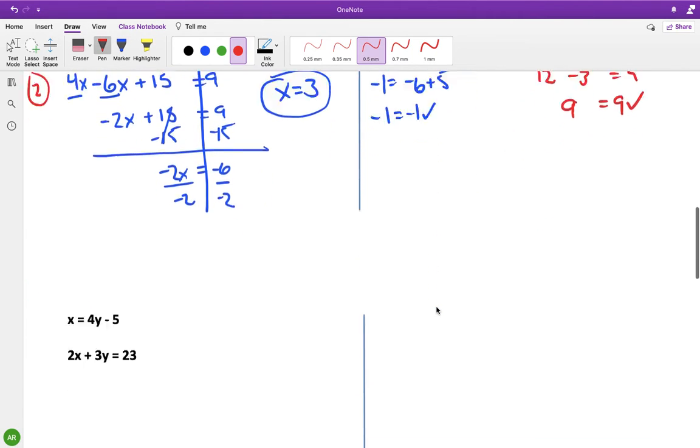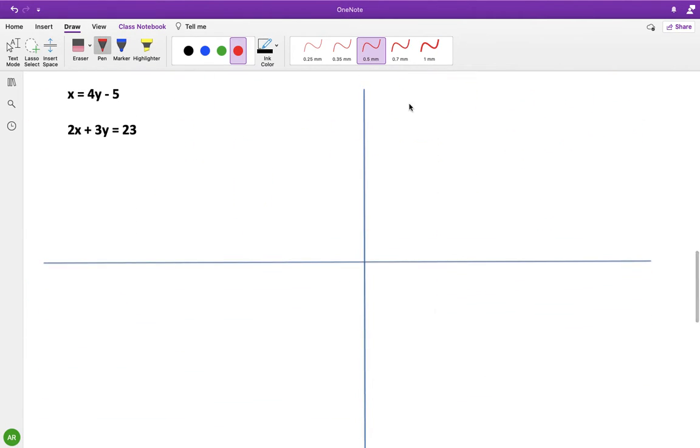All right. Okay, next example. This time, instead of having the y isolated, we have the x isolated. So we have this expression, 4y minus 5, is the same as x. So I'm going to plug that in for x in the second equation. All right, so my new equation after I rewrite it will be 2, once again replacing the x with 4y minus 5. We can do that because they are equivalent.